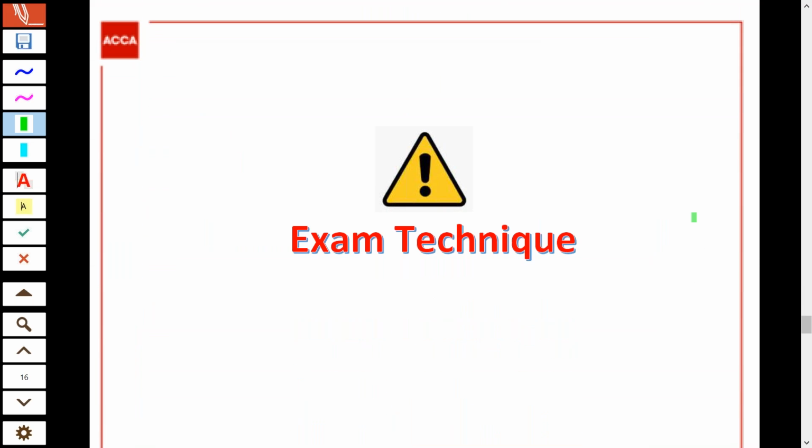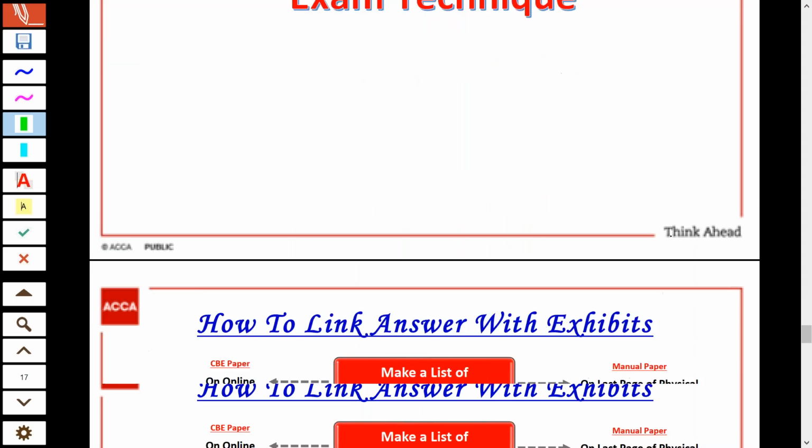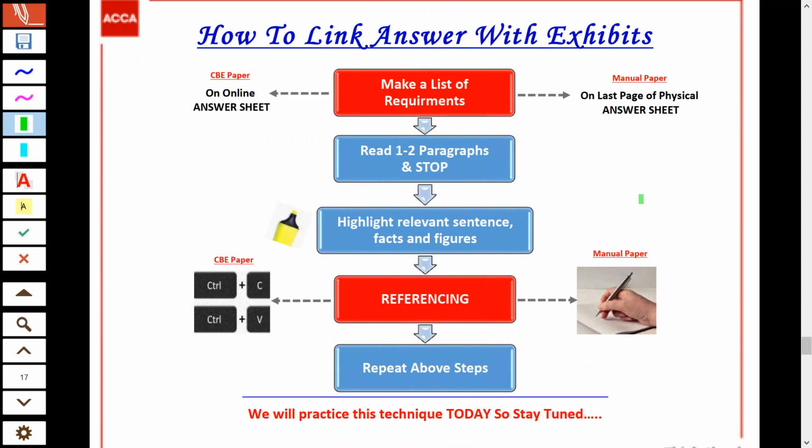Right. So are you guys ready for the first exam technique? How to link answer with the exhibit. Take a look at this slide for 30 seconds. I want you to interpret and digest yourself first before I explain. The CBE students should look at the left-hand side instructions, and the manual paper students should look at the right-hand side instructions.